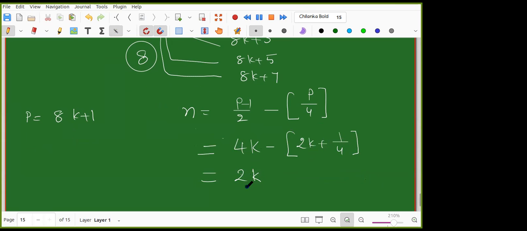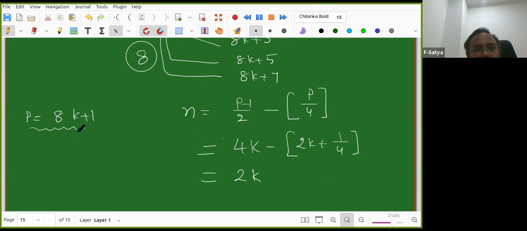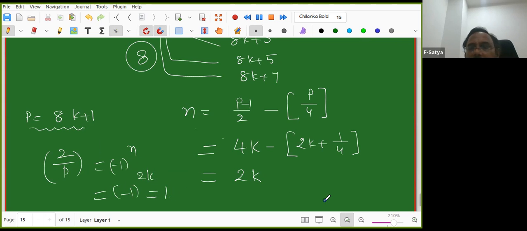So finally it is 2k. Then if p is of the form 8k plus 1, what is 2 by p now? 2 by p is equal to minus 1 power n, right? But my n is now 2k. What is the answer? I'll get 1. That means for any prime of the form 8k plus 1, x square congruent to 2 mod p has a solution. You no need to check now. We have proved it by Gauss lemma.